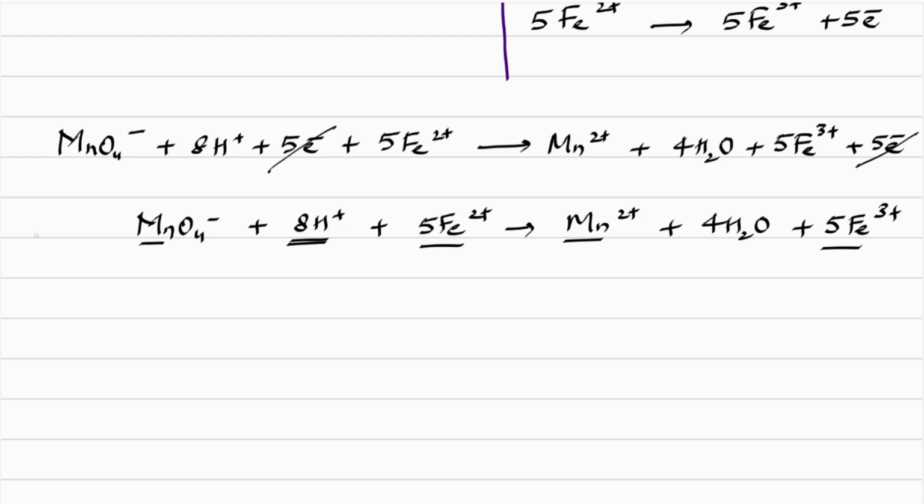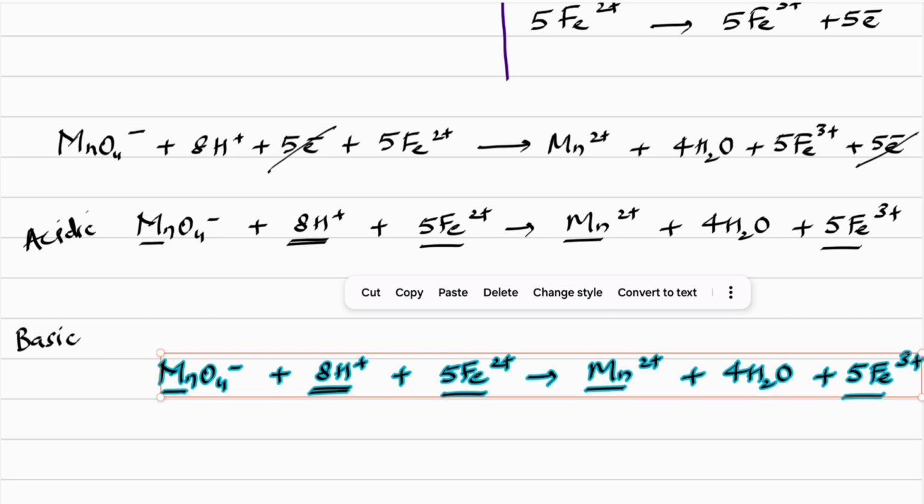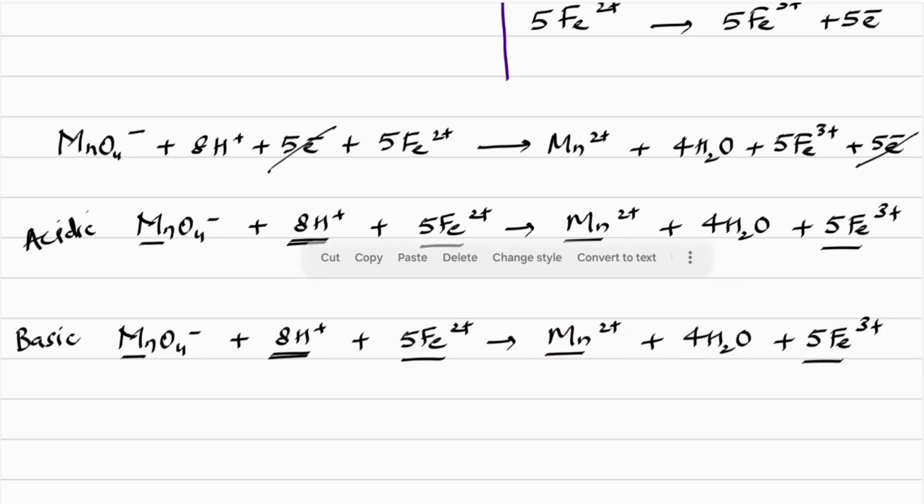This would be acidic medium. In basic medium, I would write the same equation, and I will add 8 hydroxide ions on both sides.